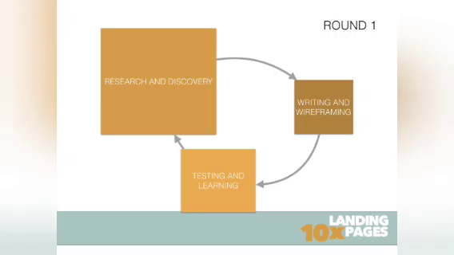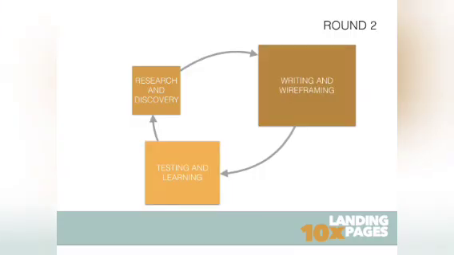Then you'll do some writing and wireframing, and of course, then you'll test and learn. But that would be round one, where you're going deep on research and discovery. Round two, after you've done that test and you've learned something, you may find that you go do a lot less research and discovery, but now you're going to spend more time based on how much you're learning.